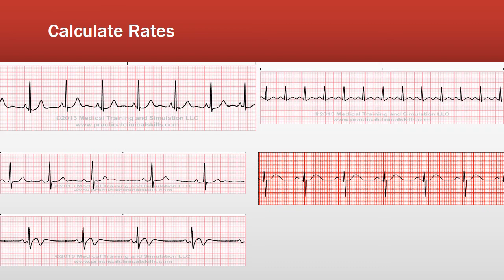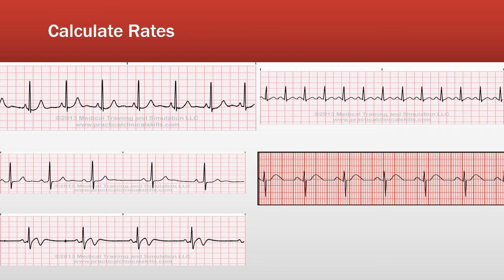Okay, let's start with the top left. We're going to say that that is a full 6-second strip. So our rate, if we did the 6-second, it would be 80. If we use the triplicate method, then it would be maybe about 73. But again, it's very similar.